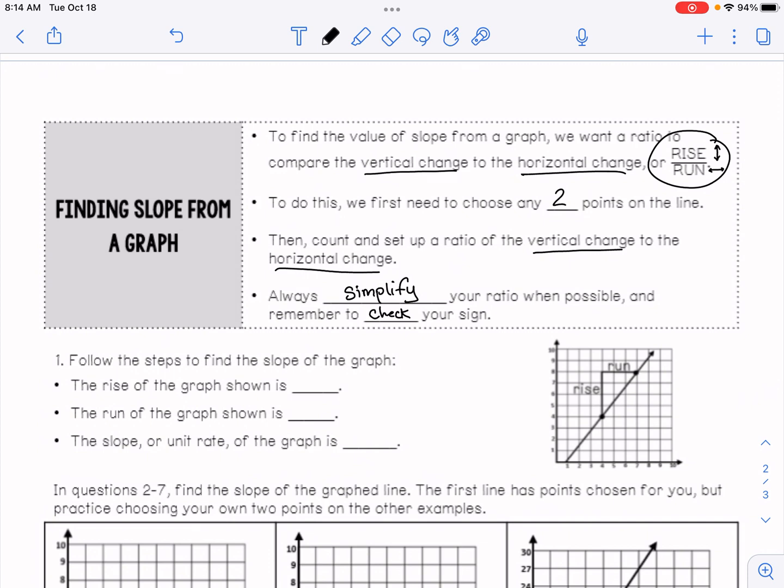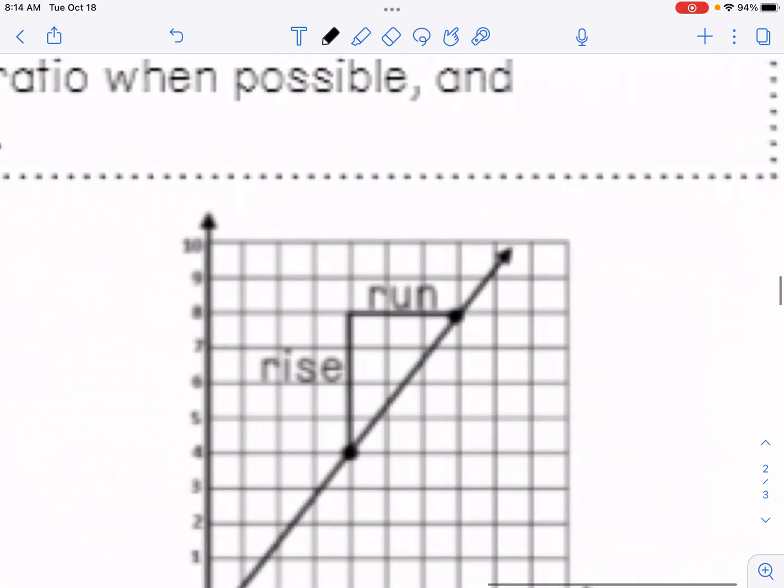Here, we're going to find the slope of these varying points. It says, follow the steps. What is the rise of this graph? It looks like we're starting at this point here, and we're going to be going up. It's kind of faded here, but draw this arrowhead, and then we're going to be going right. Direction is important when you find the slope.